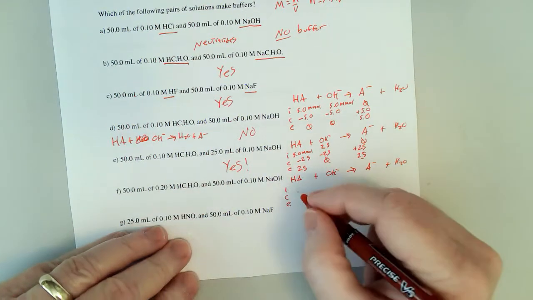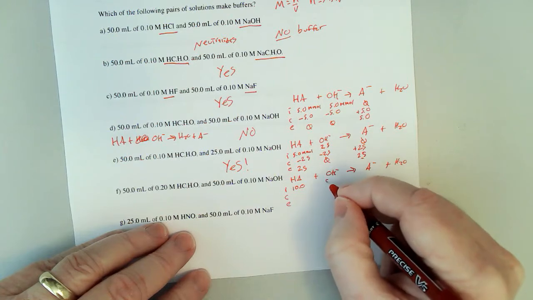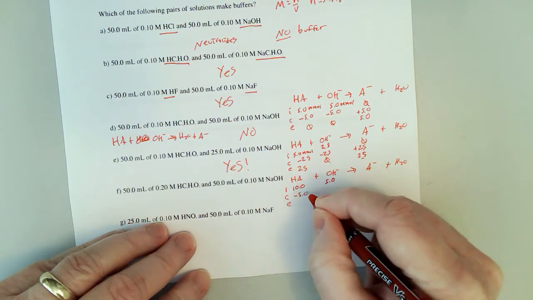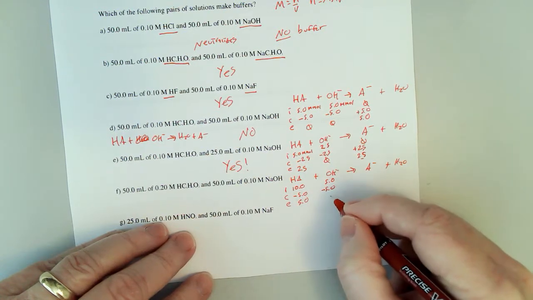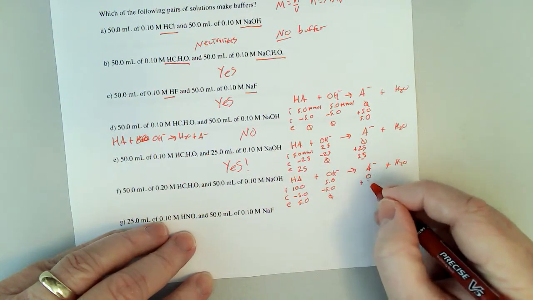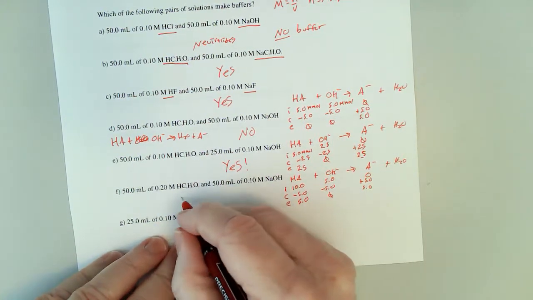So 50 times 0.2, that's 10 millimoles. 50 times 0.1, that's 5.0. So minus 5.0, minus 5.0. I'm choosing the smaller one, the limiting reactant. 5.0, 0, 0 plus 5.0, 5.0. Yep, I've got HA, I've got A minus. This is a buffer.